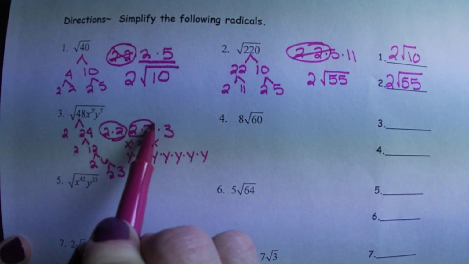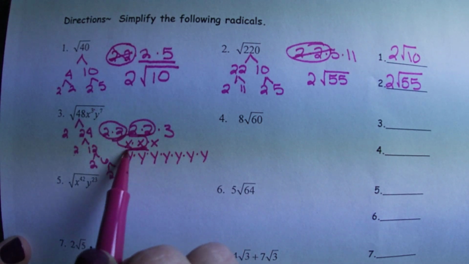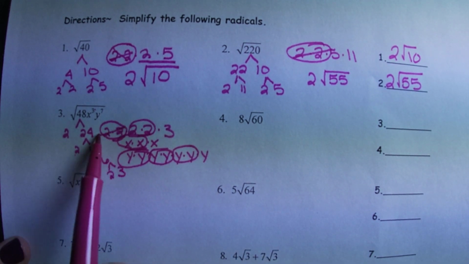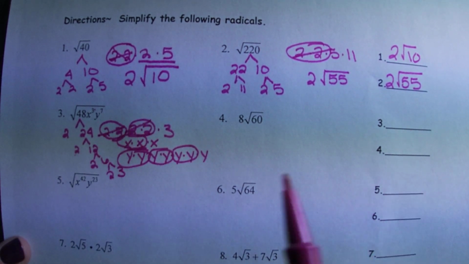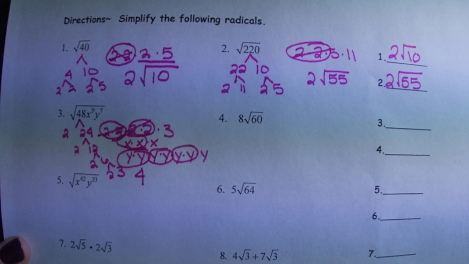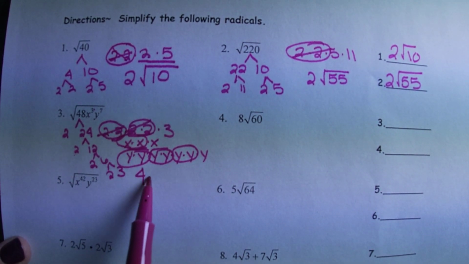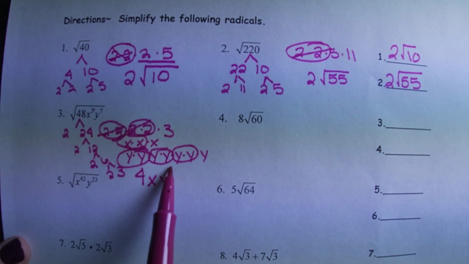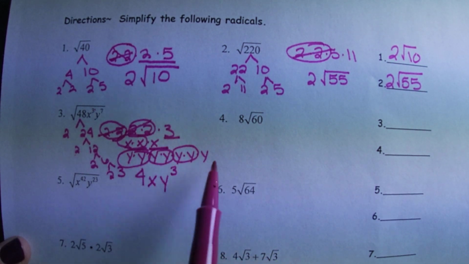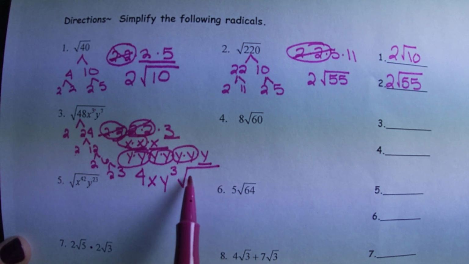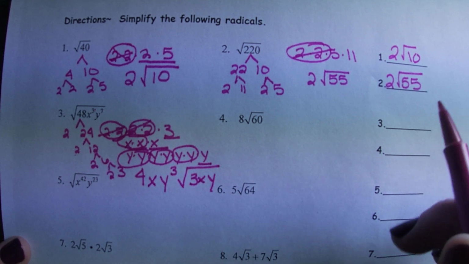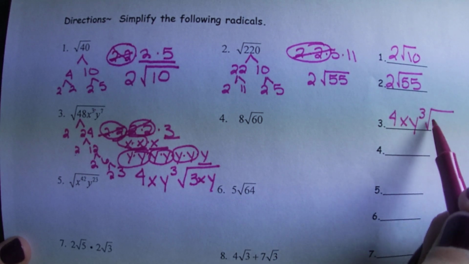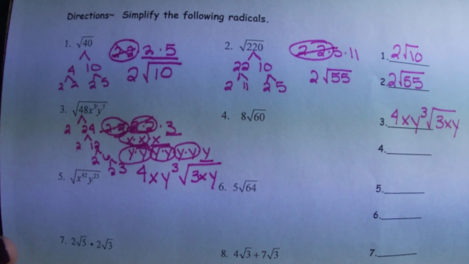So here's a pair. Here's a pair. Keep going with all my pairs. Okay, so a 2 comes out and a 2 comes out. So 2 times 2 is 4. X comes out in front. A y times a y times a y, so there's 3 of them. So that's y to the 3rd. And then inside I'm left with a 3xy. So my final answer is 4x y to the 3rd square root 3xy.